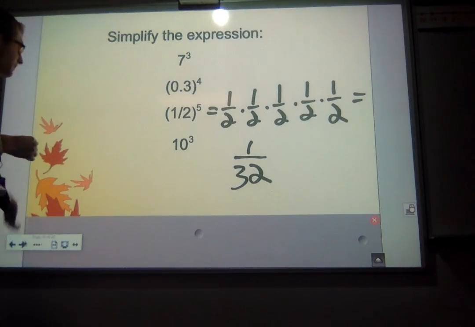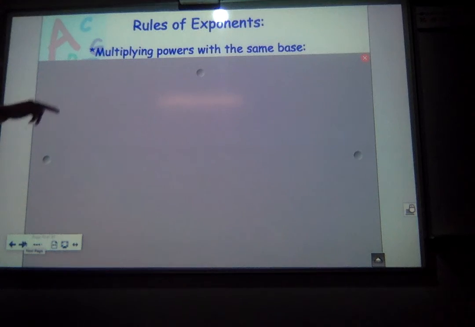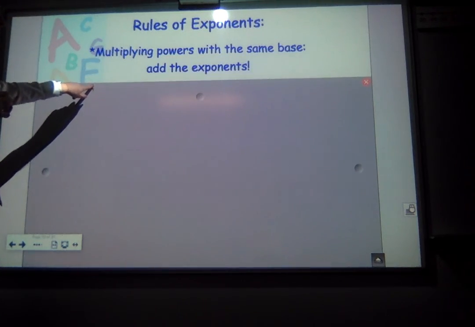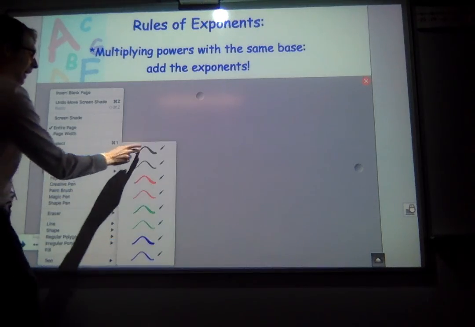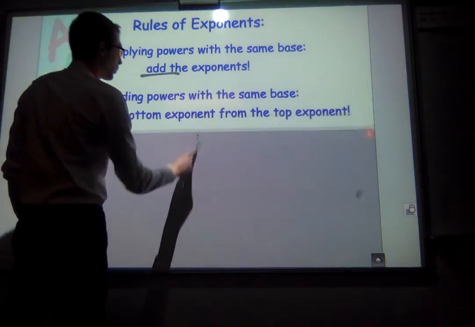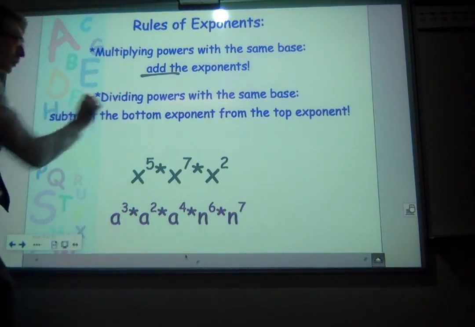I'm going to keep moving. All right, rules of exponents. We had 2 main rules. The first one, multiplying powers with the same base. The key thing that we do here is we're going to add the exponents. So that's really important. So we're going to wait on this second rule for just a moment.